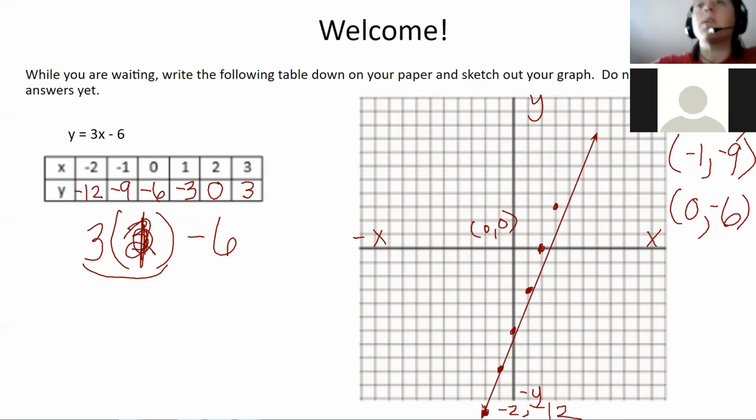Although the teacher probably needs to work on how she draws it. There we go. I got this. There we go.